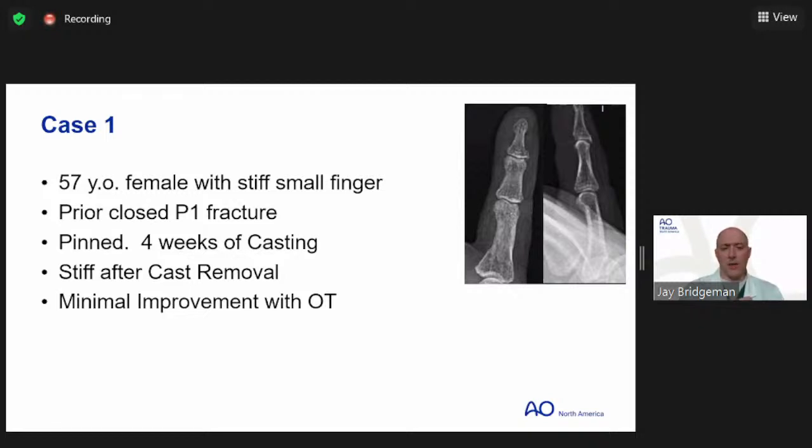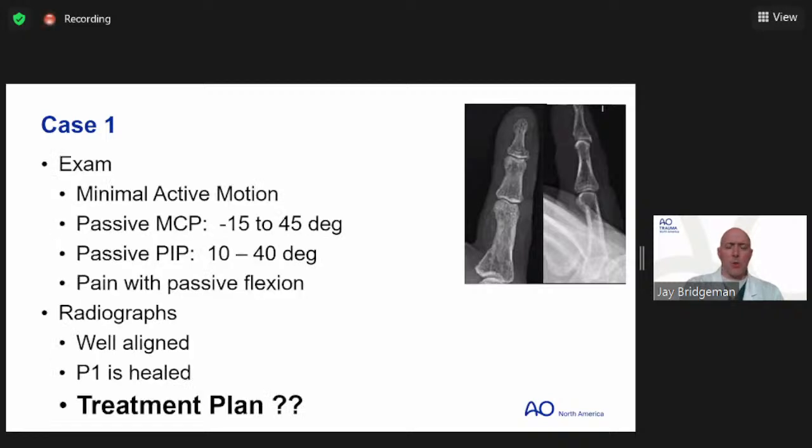They had sent her to hand therapy. They were working on trying to regain motion, but she wasn't satisfied and wasn't gaining much. She reached a plateau very early and didn't notice much improvement at all. On my exam, she had minimal active motion. The passive motion of the MCP joint was minus 15 to 45 degrees. The PIP motion was 10 to 40 degrees. And the exam to try to achieve passive flexion was painful.